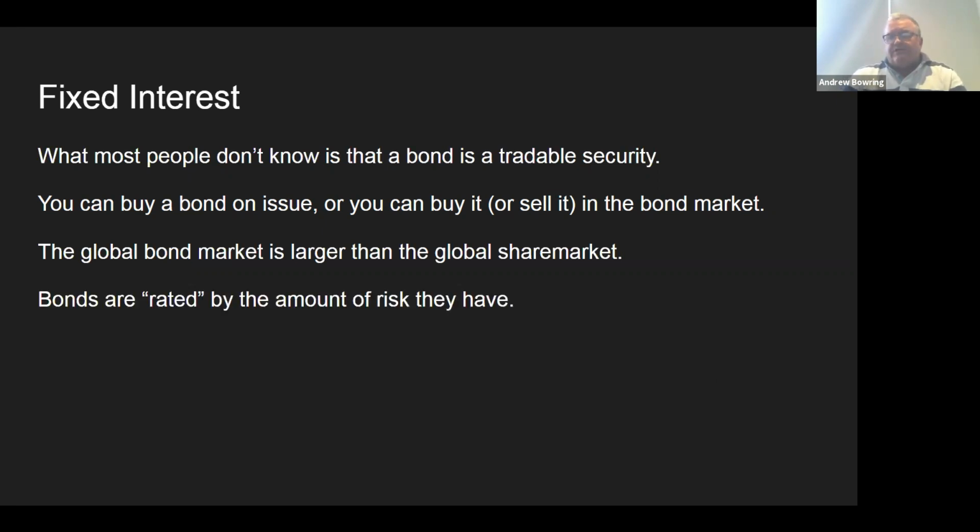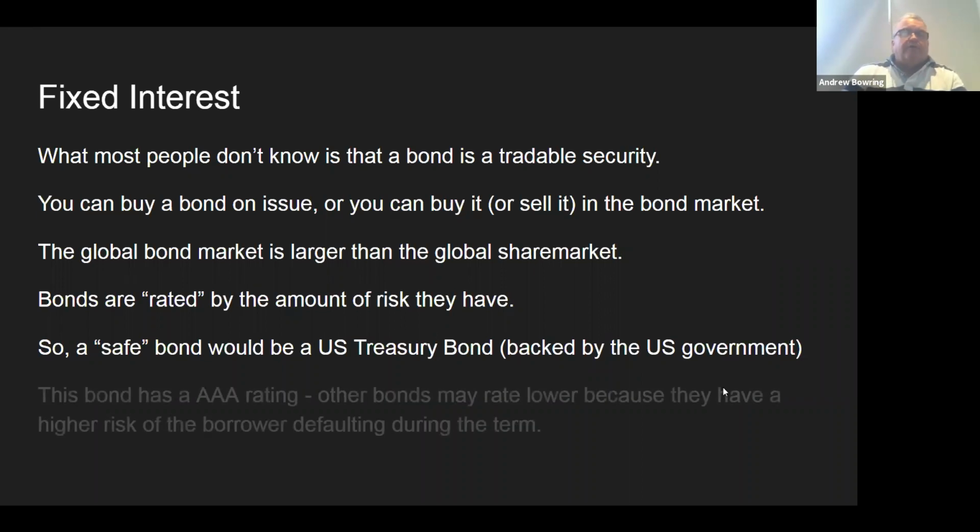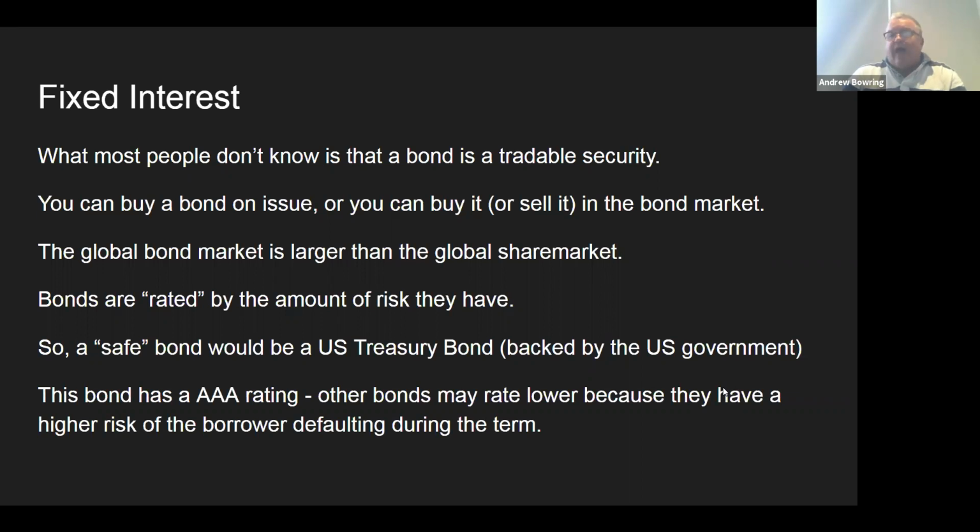And bonds are essentially rated by the amount of risk that they have. So a very safe bond could be considered to be something like a US Treasury bond, which is backed by the second largest economy in the world. And so that would be deemed as being a very safe bond. And then bonds get rated down from there.